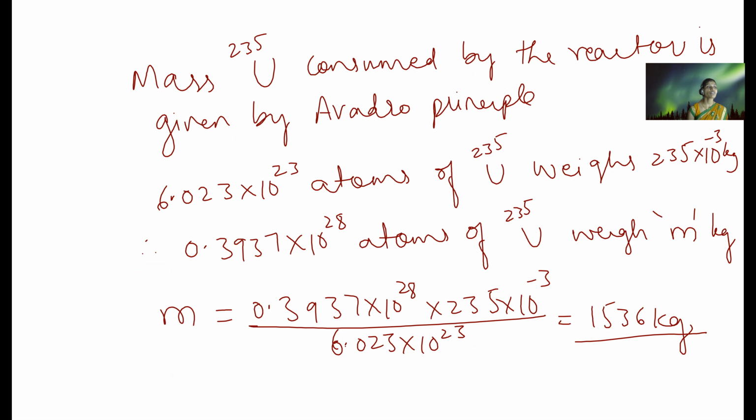Avogadro's number of atoms of uranium-235 weigh 235. If there are 0.3937 into 10 to the power of 28 atoms of uranium, to calculate the mass we use the formula m is equal to, by cross multiplication, 0.3937 into 10 to the power of 28 into 235 into 10 to the power of minus 3 divided by 6.023 into 10 to the power of 23. So we got the mass as 1536 kg. So this is the solution. I hope you got this one. So next we shall see the next problem.